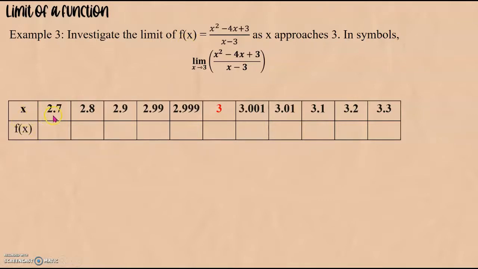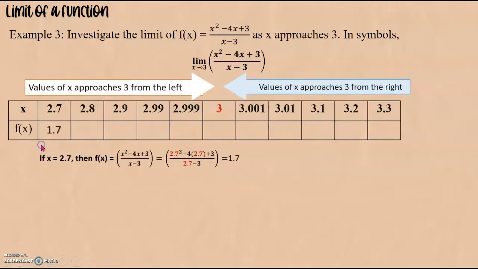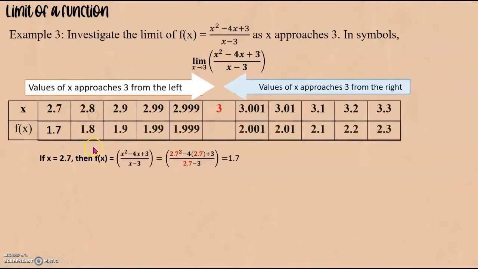When x is equal to 2.7, f of x is equal to 1.7. When x is equal to 2.8, f of x is 1.8. When x is equal to 2.99, f of x is equal to 1.99. And when x is equal to 2.999, f of x is equal to 1.999.